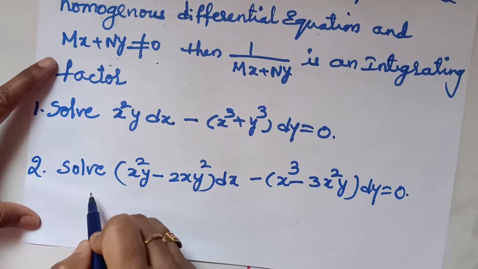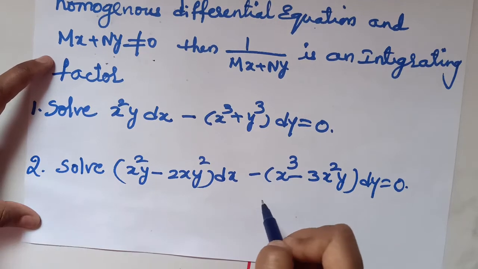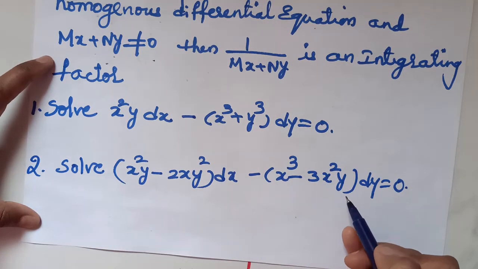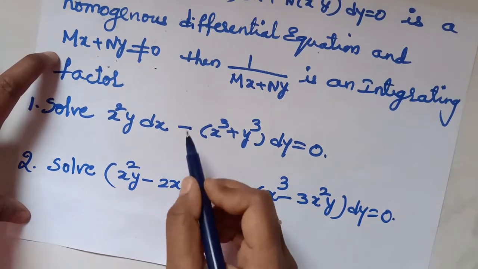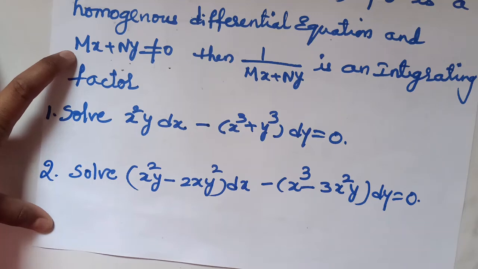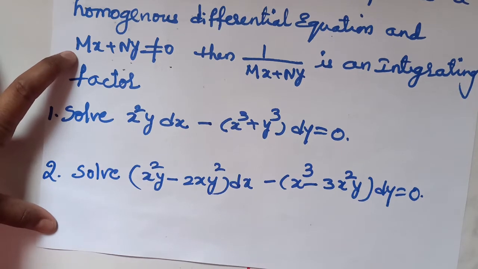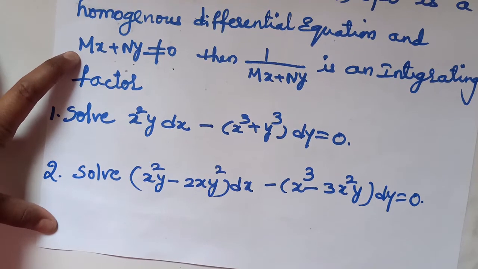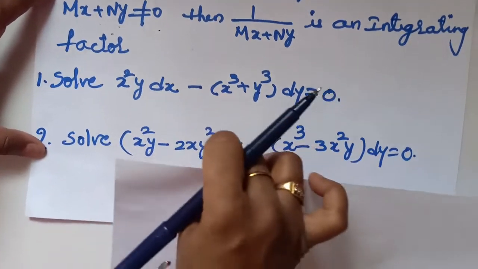And second one, solve (x square y minus 2xy square) dx minus (x cube minus 3x square y) dy is equal to 0. I am going to solve these two problems in this session. With these two problems, you can also understand when the differential equation is said to be exact, and if it is exact, how to solve that differential equation also. Okay, concentrate on these two problems.